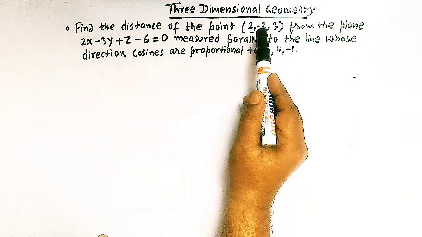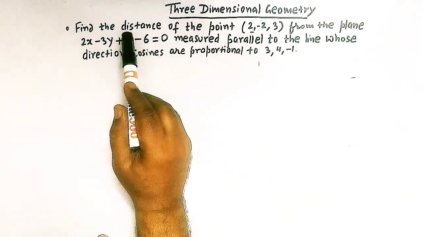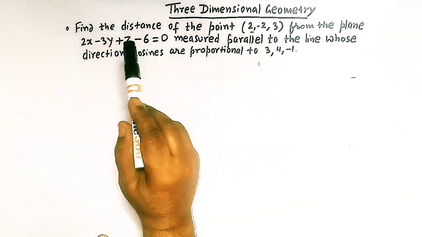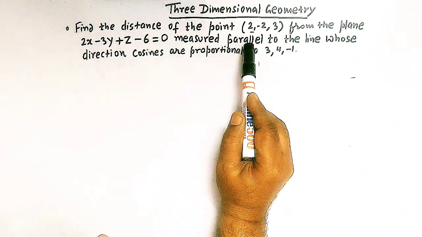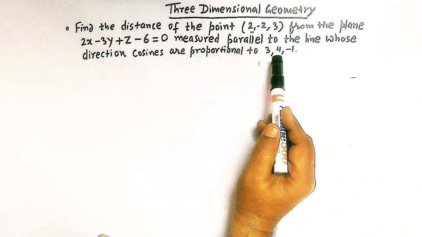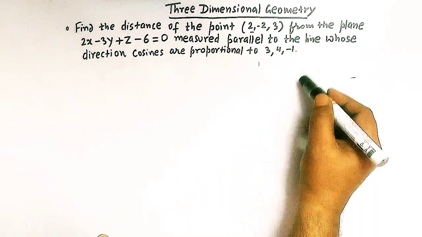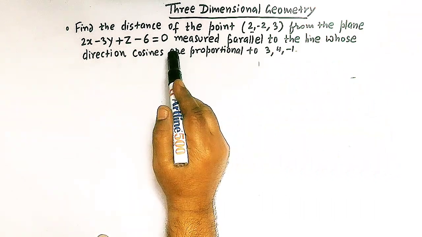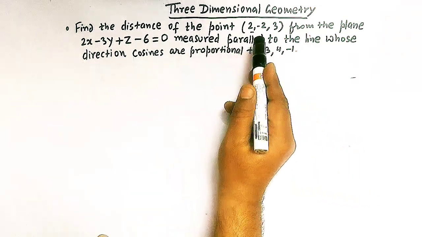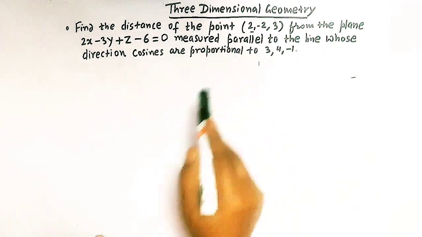The perpendicular distance of this point from this plane is different from the distance of this point from this plane measured parallel or along to the line whose direction cosines are proportional to 3, 4, -1. So let us first quickly see the definition of direction ratios, and then we'll draw a rough diagram of this problem to find out the distance of this point from this plane with this condition.